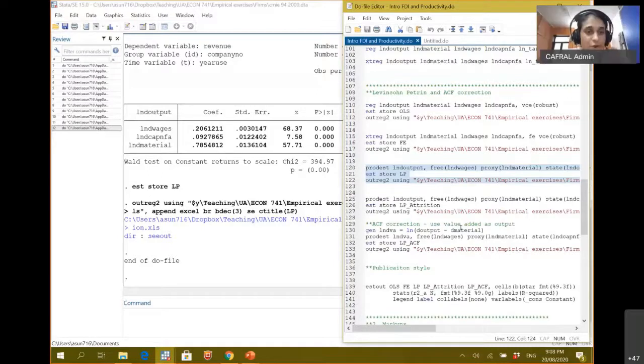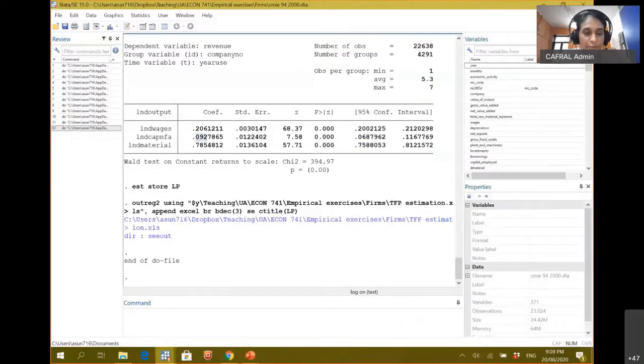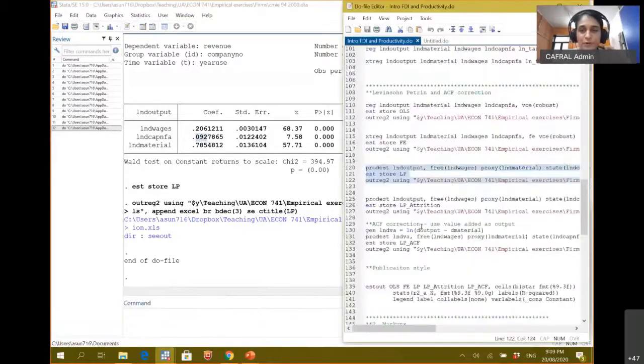Okay. So let's look at our capital coefficient here. I want you guys to look at the capital coefficient, it has gone up to 0.09. If you remember, the initial capital coefficient was 0.06, right? If you remember from your OLS. So you have already bumped up the capital coefficient a little bit. That is exactly what you would expect when you correct for simultaneity using this Levinsohn-Petrin procedure.